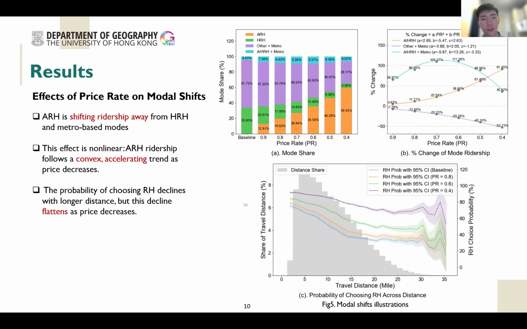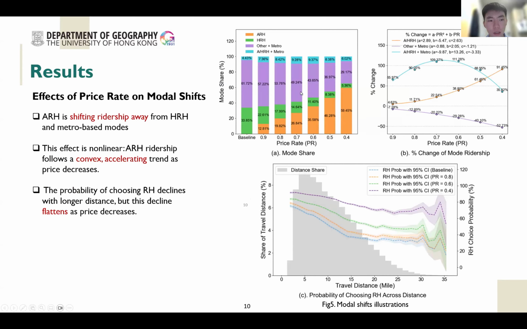So this figure shows the effects of the price rate on the mode shifts. Figure 5A shows the mode shares of different modes at different price rates. We can see that the orange bar represents autonomous ride-hailing shares. It increases as the price rate decreases, and the other mode shares both decrease.